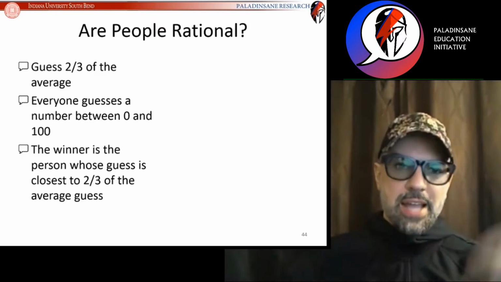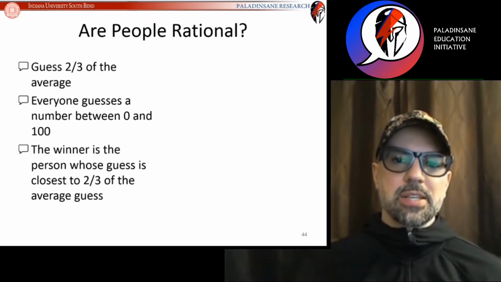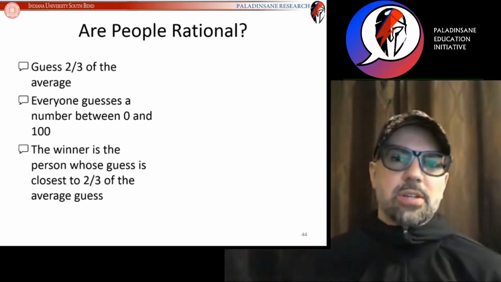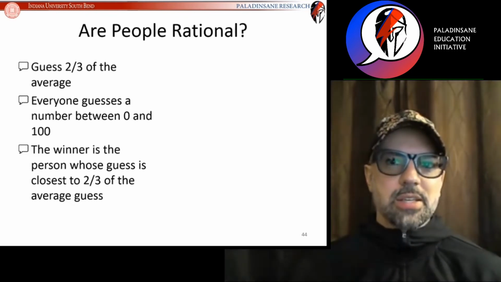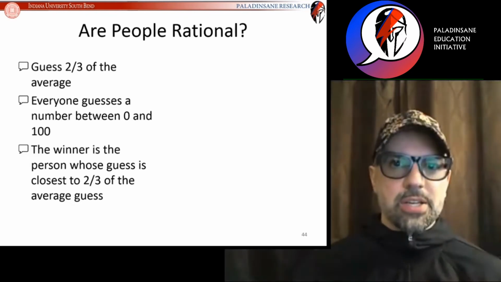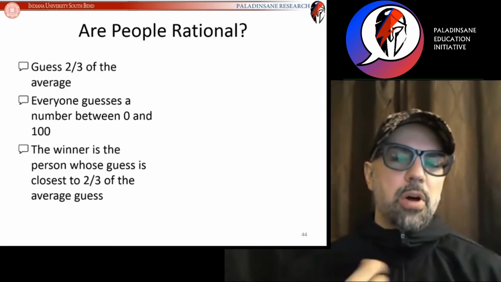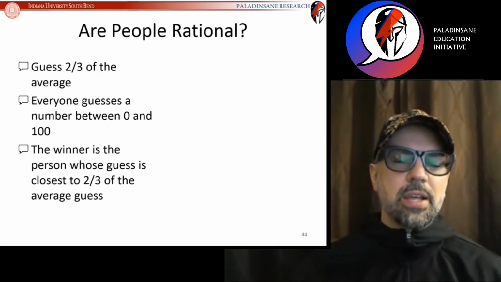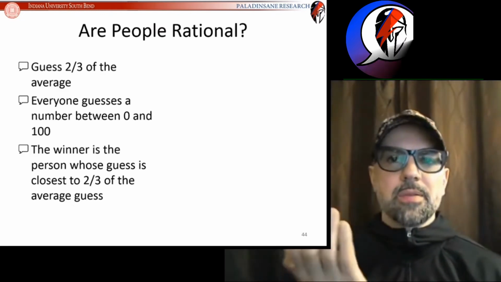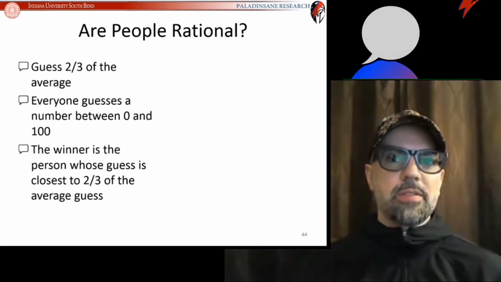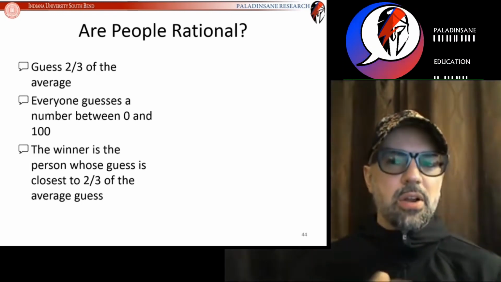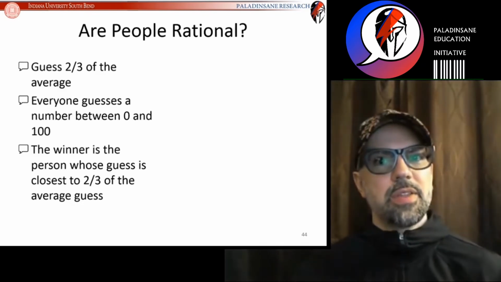What's going to happen is that at the end of the guesses, the games master would collect all the guesses, total them all up, take the average of those guesses, multiply it by 2 and divide it by 3, and whatever number ended up, that's the target number. And whoever's guess was closest to that target number, they're the winner of this challenge.